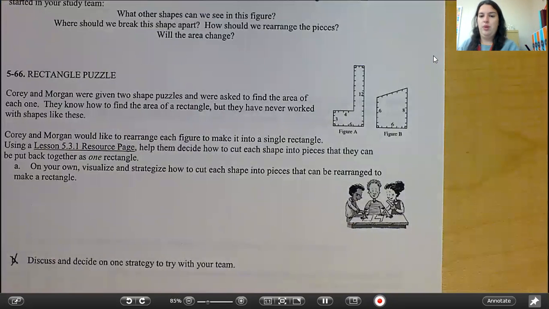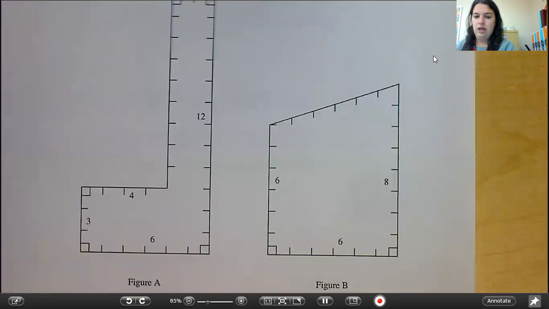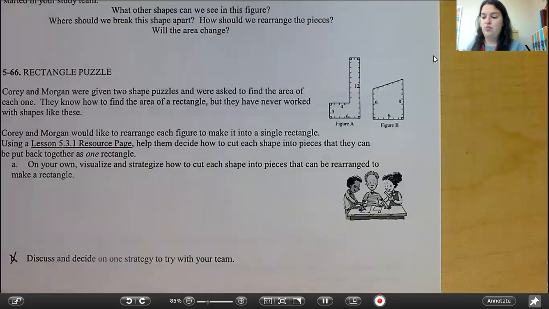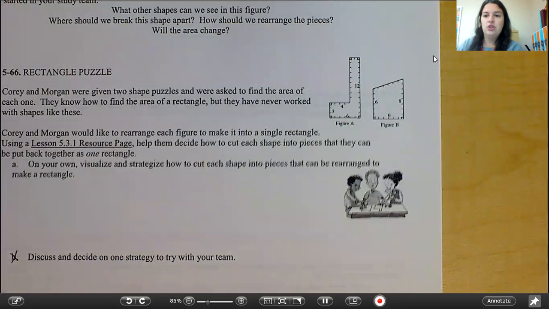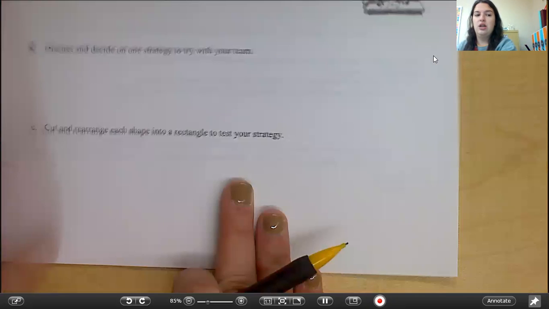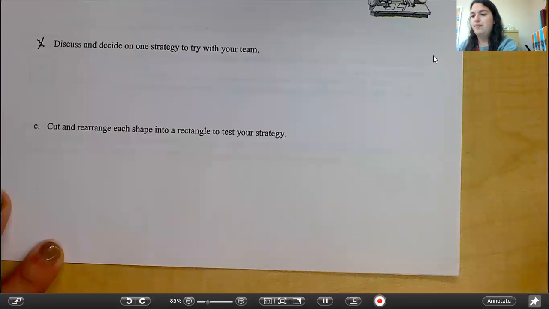So this is your resource page right here. Okay? You are going to cut these shapes and rearrange them. When you have your shape, I would like you to try and sketch it on part C so I can see it. So go ahead and pause the video and do 5-66 now.